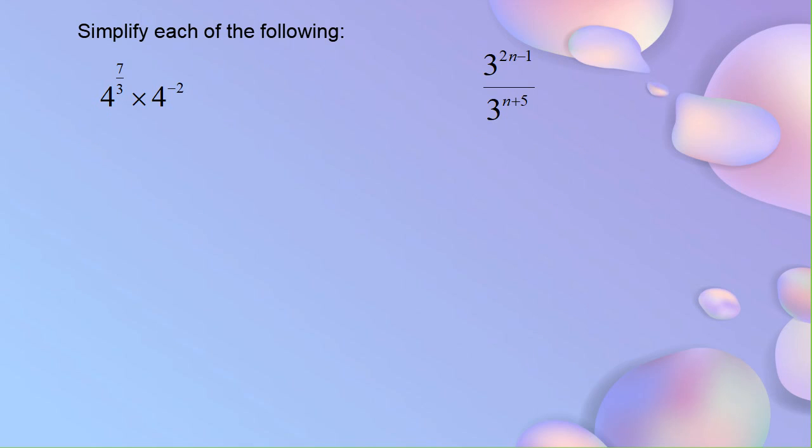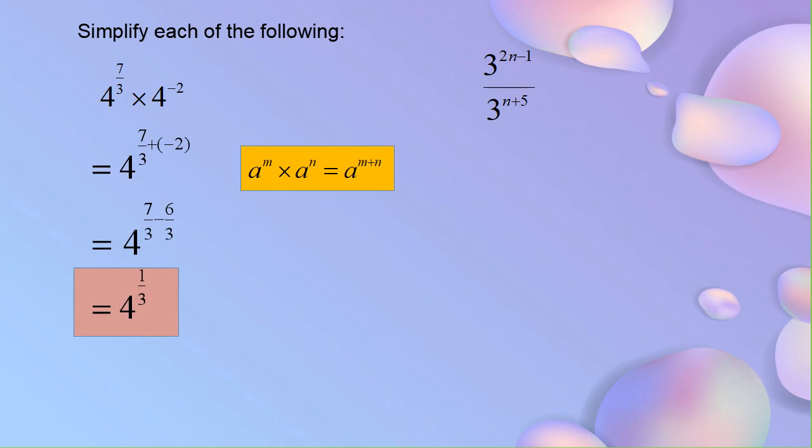Let's look at this question. Simplify each of the following. 4 raised to the power of 7 over 3 multiply 4 raised to the power of negative 2. For multiplication with the same base, you need to add the index and you get 4 to the power of 7 over 3 plus negative 2. You get the final answer 4 raised to the power of 1 over 3.